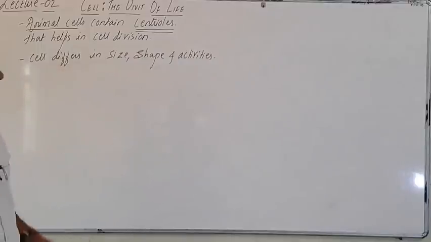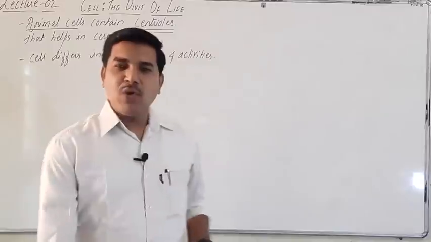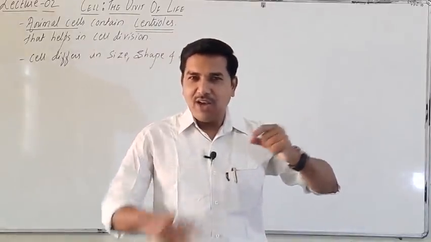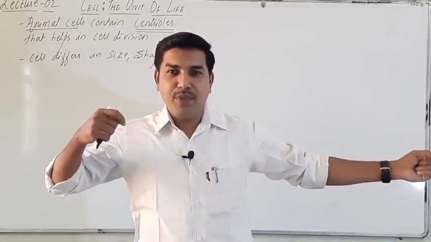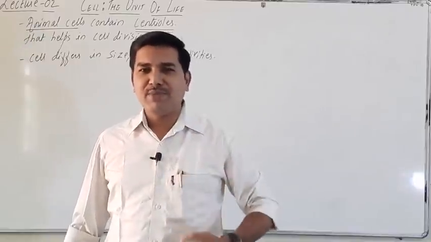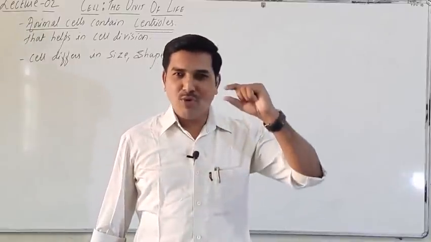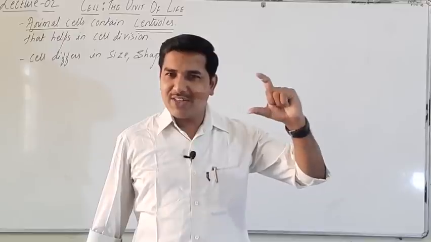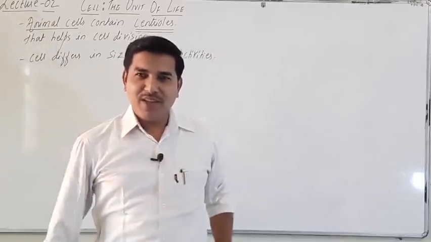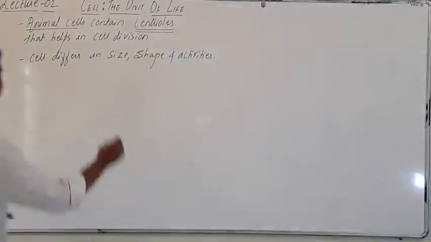So here we have some examples. We have the smallest cell, we have the largest cell, and we have the longest cell. Look at these parts. So here we have all these different types of cells. We have the smallest cell, the largest cell, and the longest cell. Now let's look at this part.